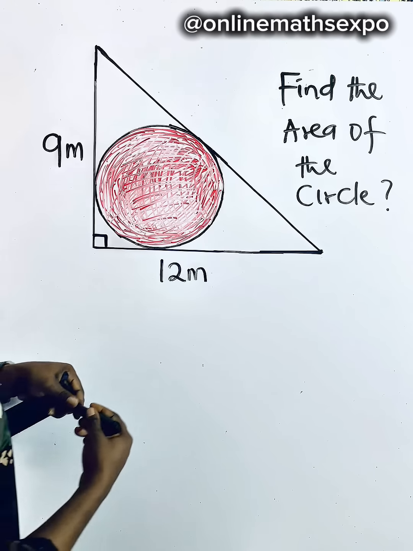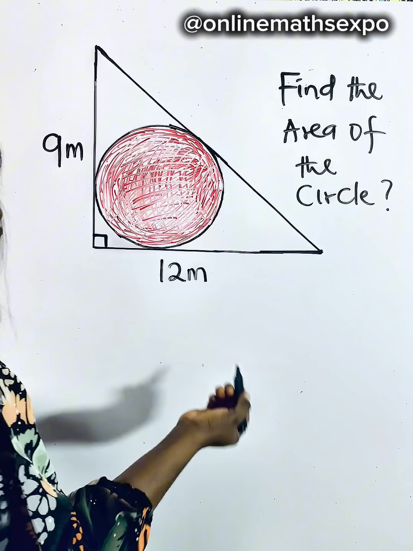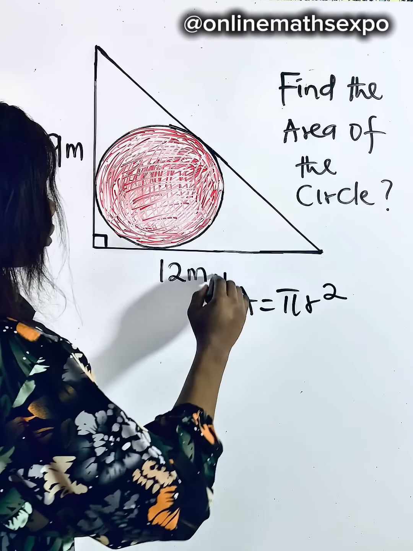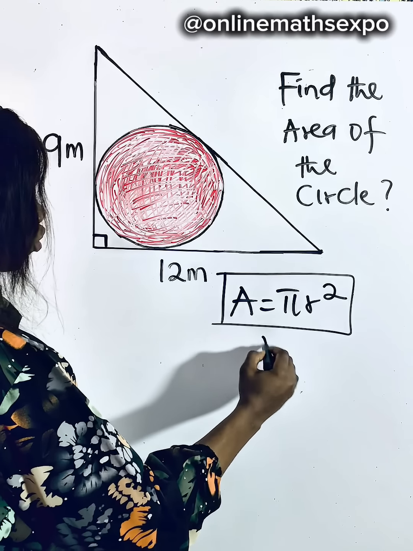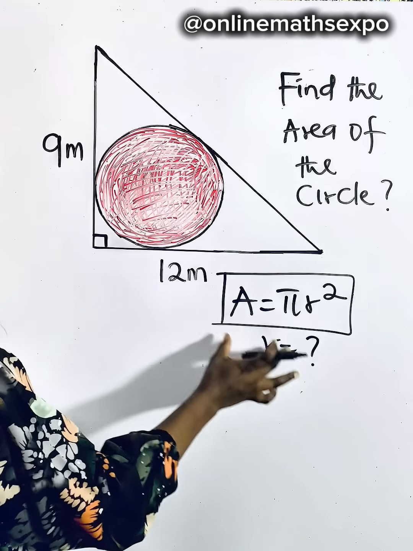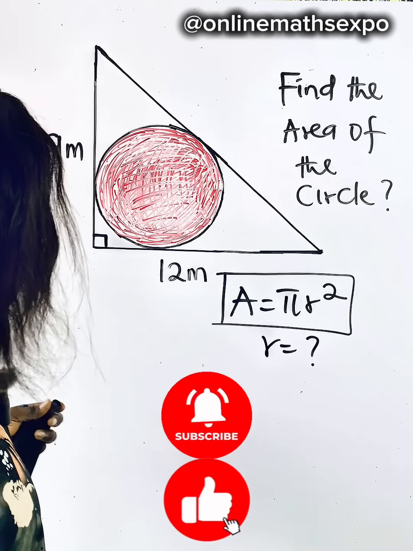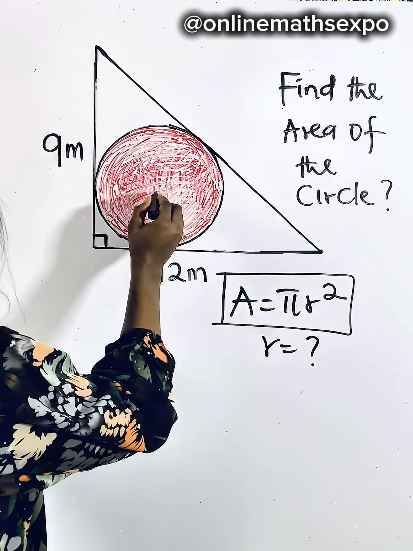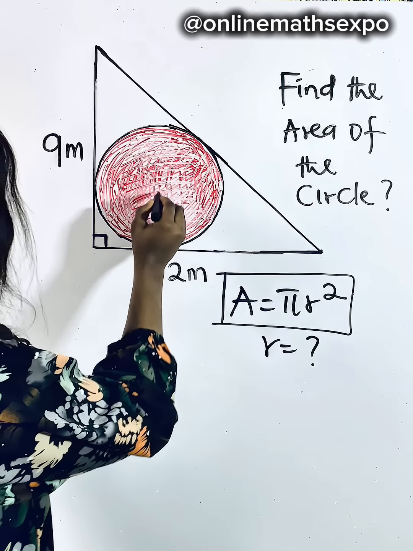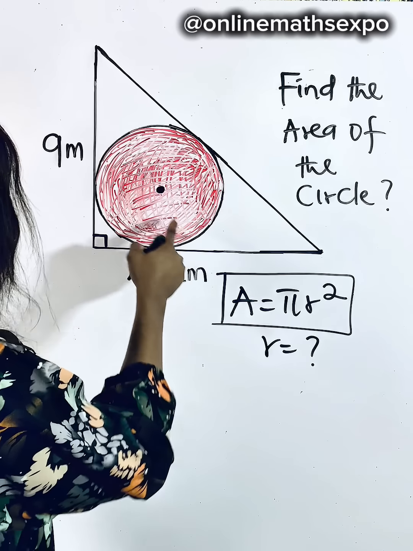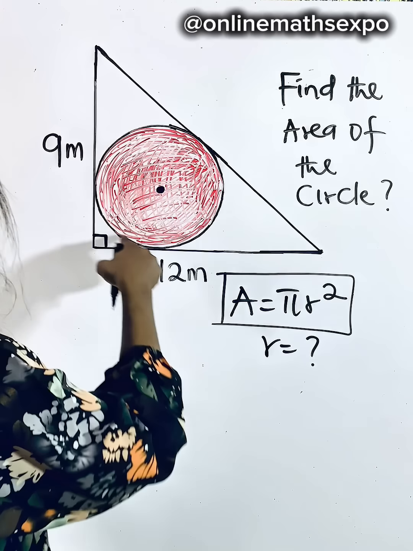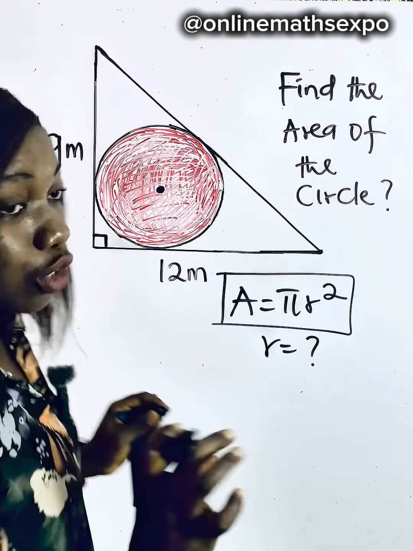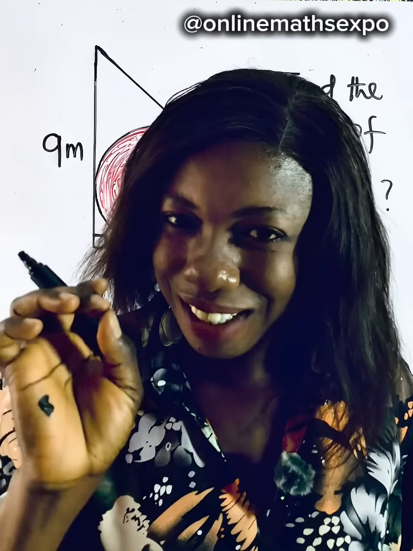Now, for us to find the area of the circle, just remember that area of a circle is pi r squared. And what it means is that we need to know the radius of this circle for us to find its area. The question is, how do we get this radius? Remember, the radius is the line from the center. If this becomes the center of the circle, the line from this center touching any part of the circumference is the radius. Now, when you have this kind of question, always target the intersecting points.